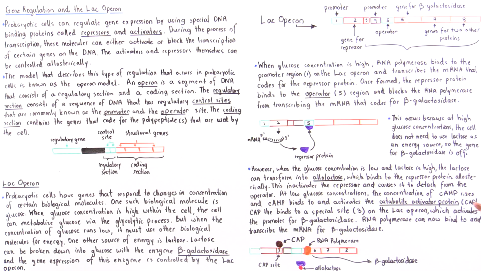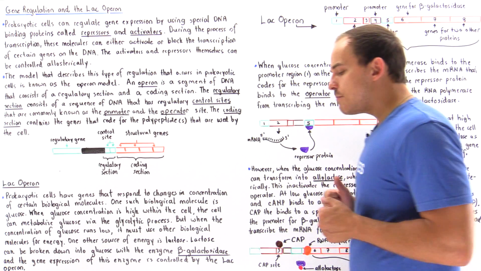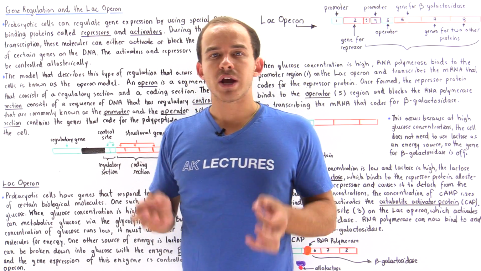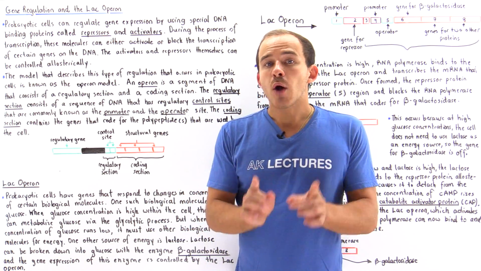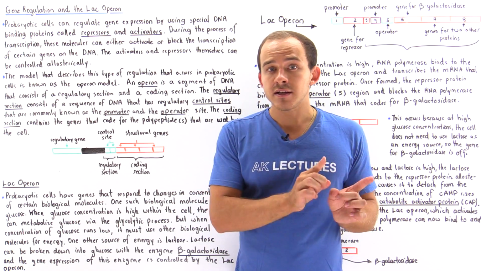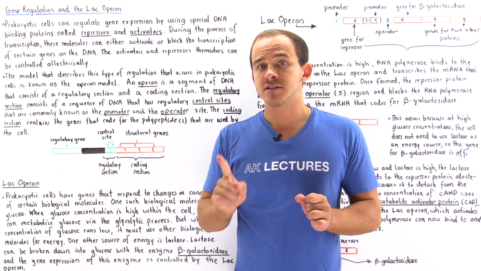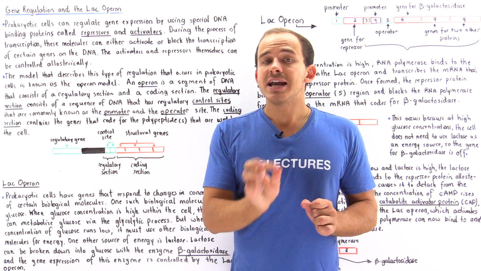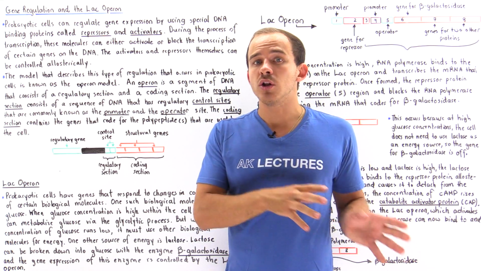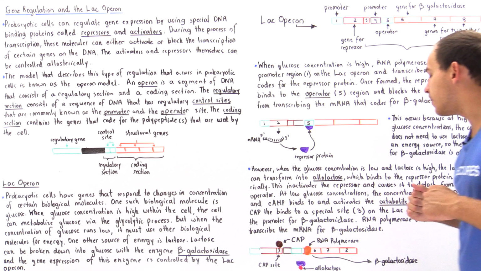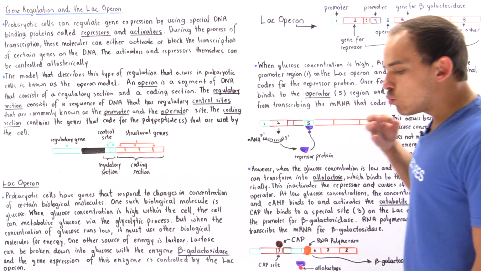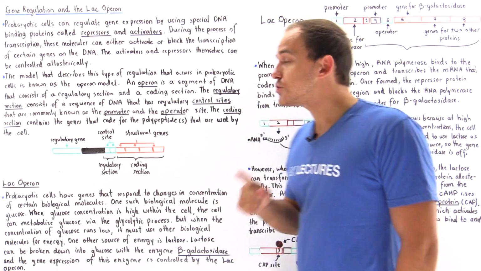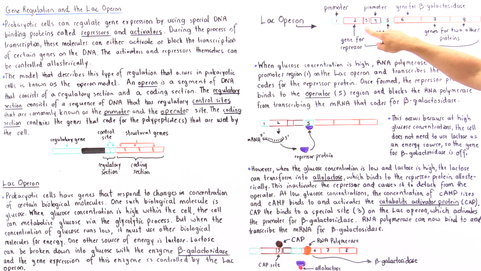They are not expressed. Now, what exactly happens when the glucose concentration drops? When the glucose concentration drops, our cyclic AMP, or cyclic adenosine monophosphate concentration, will increase, and our cAMP molecule will go on to bind to a special type of protein known as our catabolite activator protein, or CAP. And what the CAP eventually does is it will bind to site number 3.